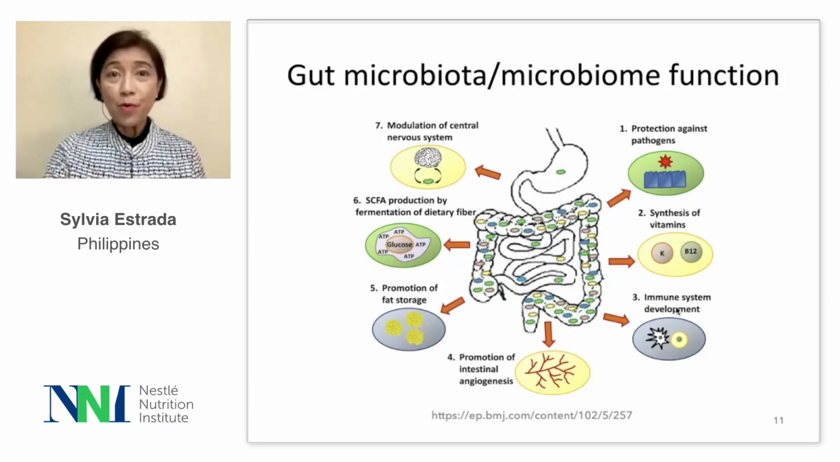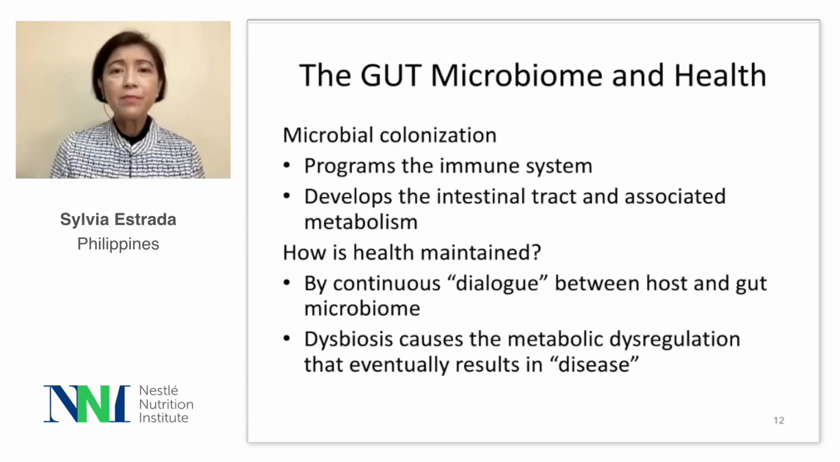It is important for the synthesis of vitamin K and the B complexes. It's important for the promotion of intestinal angiogenesis, as well as the promotion of fat storage, the production of short-chain fatty acids from the fermentation of dietary fiber, which we can't digest, and it's also related to the central nervous system. The gut microbiome and health, how are they related?